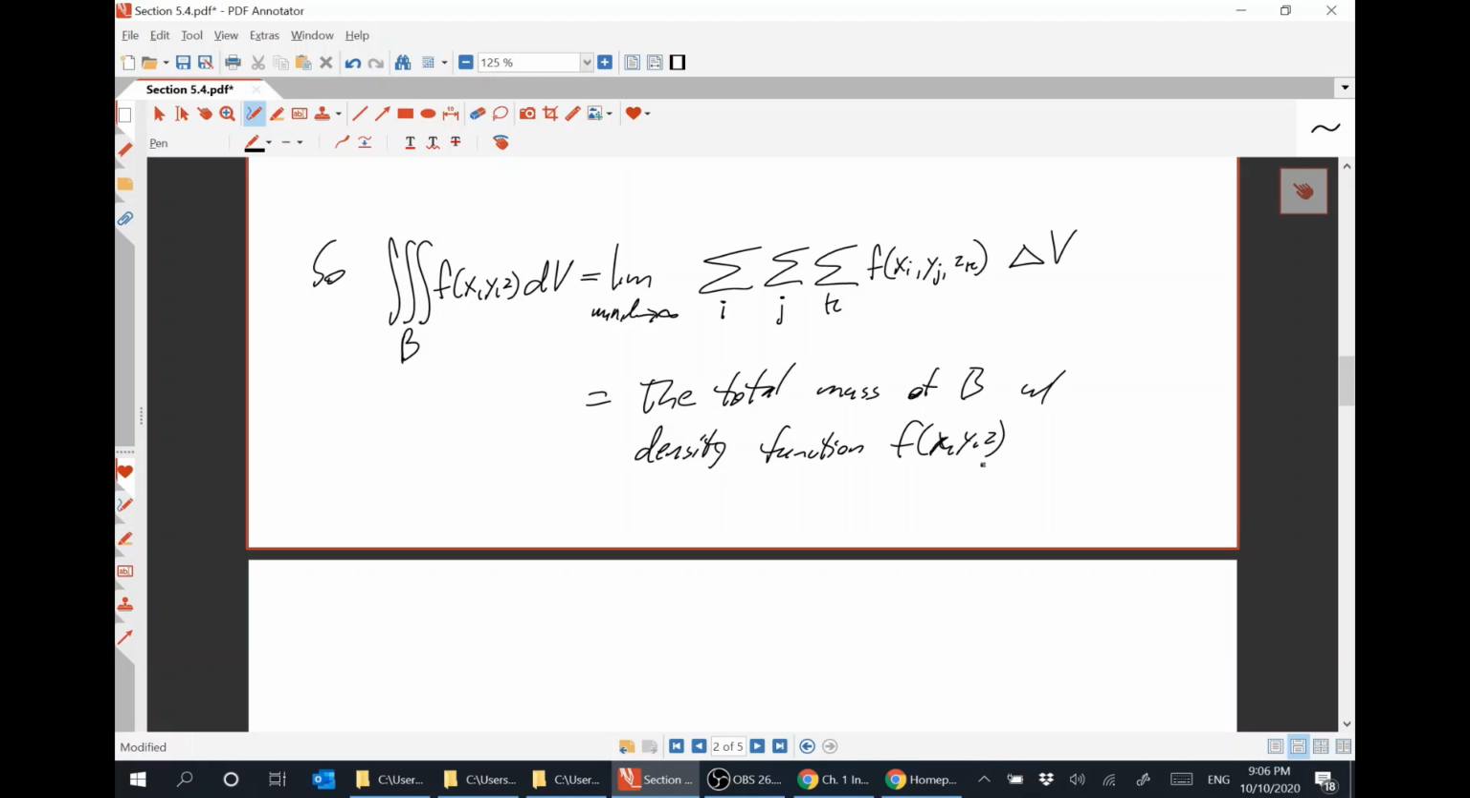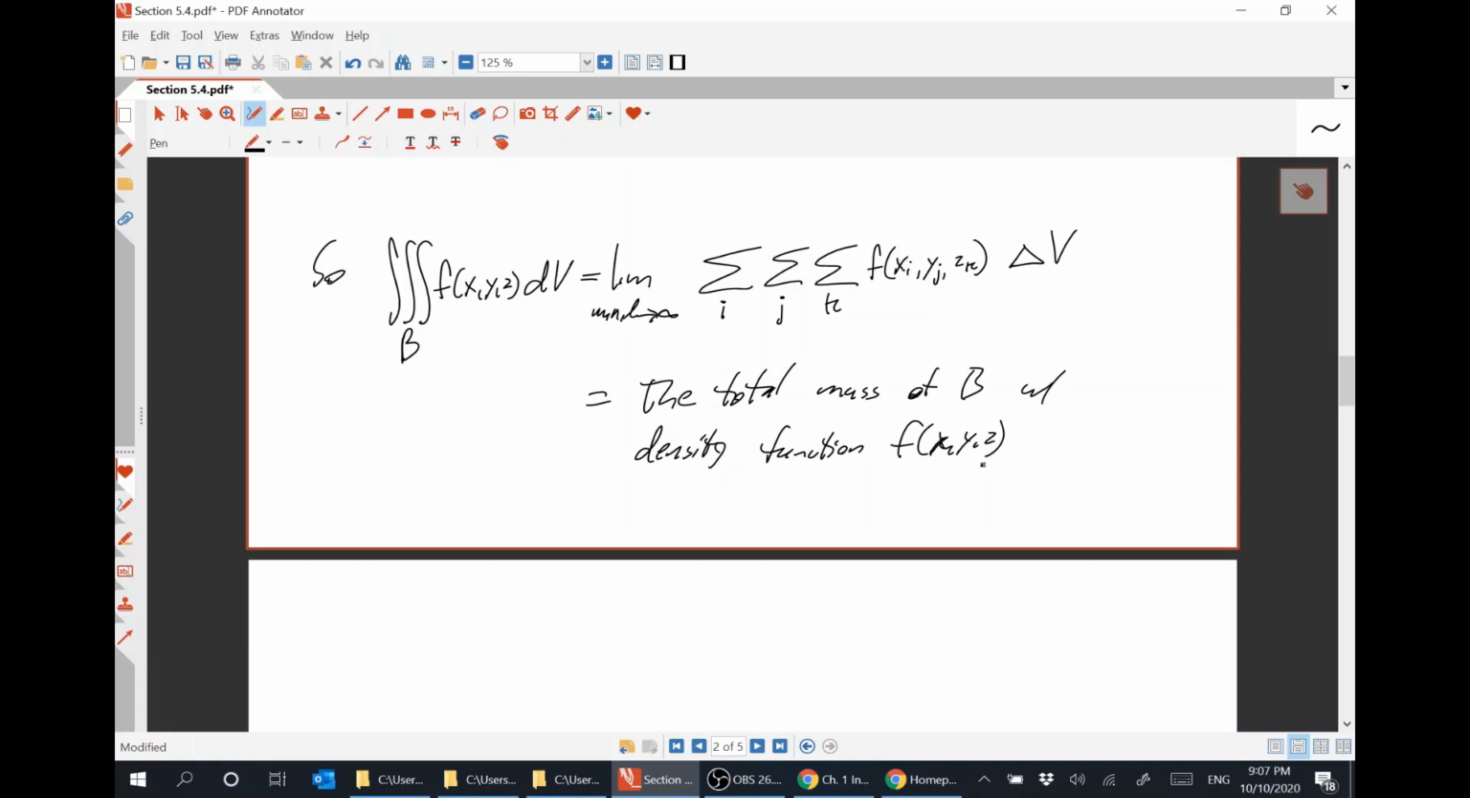And you can even think of f having a negative value corresponding to a negative mass. It doesn't make sense physically, but in this intuition we've got going here, it's just fine. So you have mass and anti-mass or something like that.